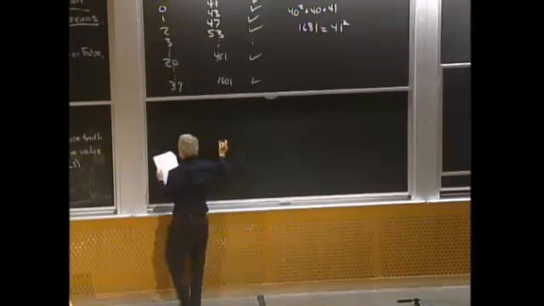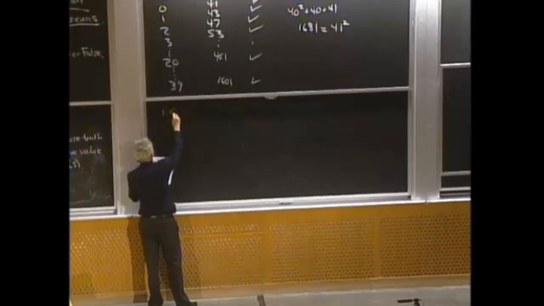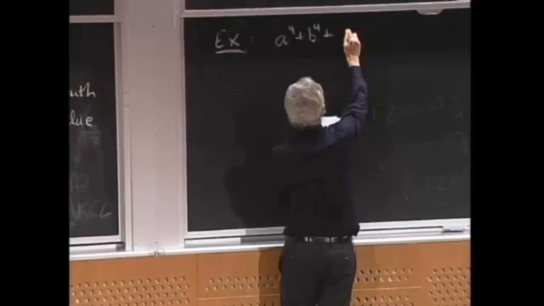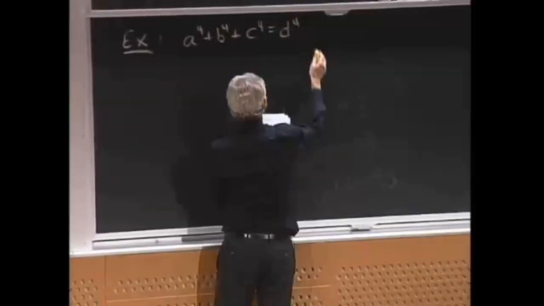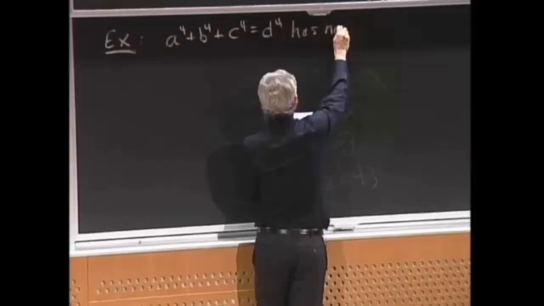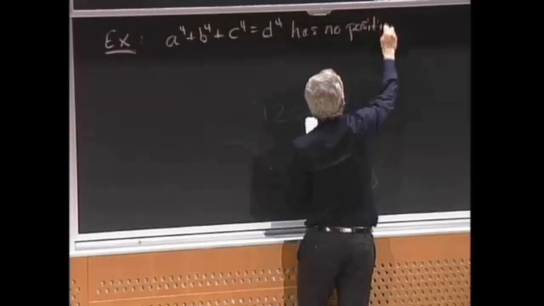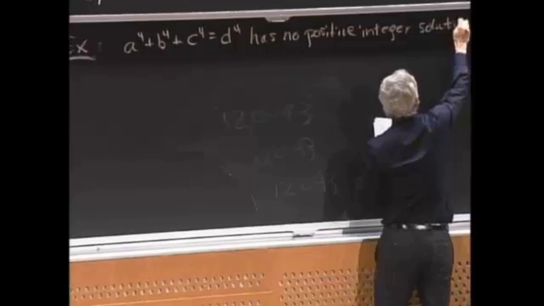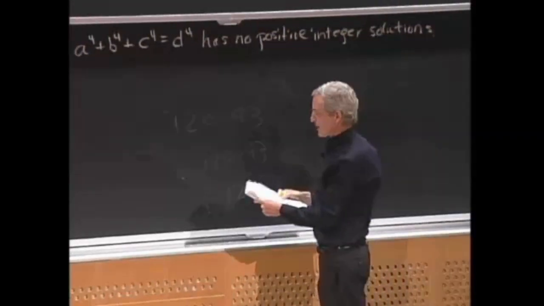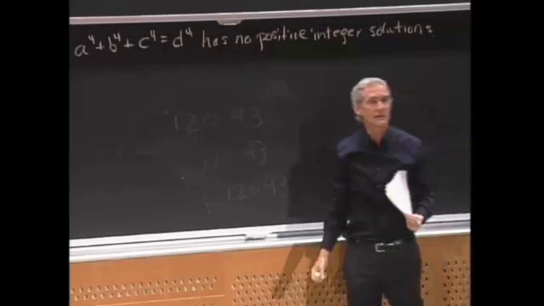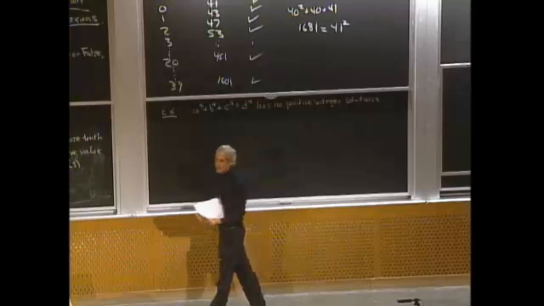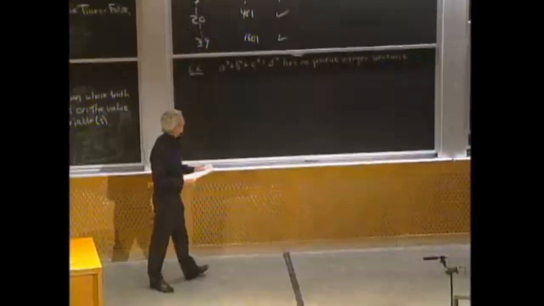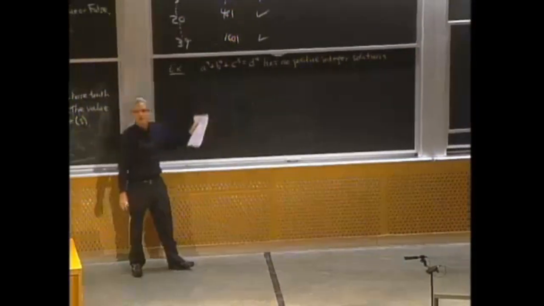Here's a famous statement in mathematics. A to the fourth plus b to the fourth plus c to the fourth equals d to the fourth has no positive integer solutions. That is a proposition. Now, this proposition was conjectured to be true by Euler in 1769. Euler's a big honcho in math. You know, we still talk about him a lot, even though he's been dead for centuries. It was unsolved for over 2 centuries.